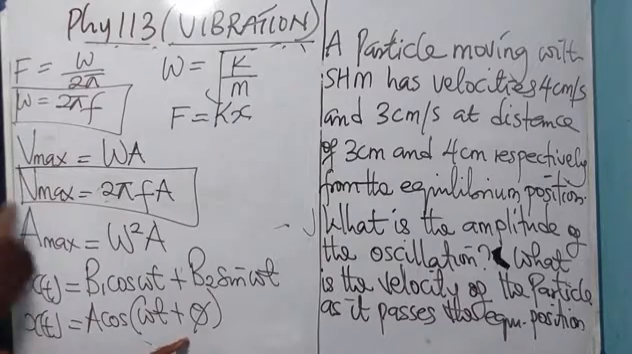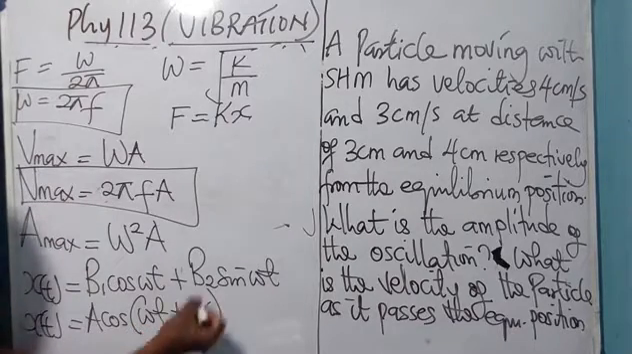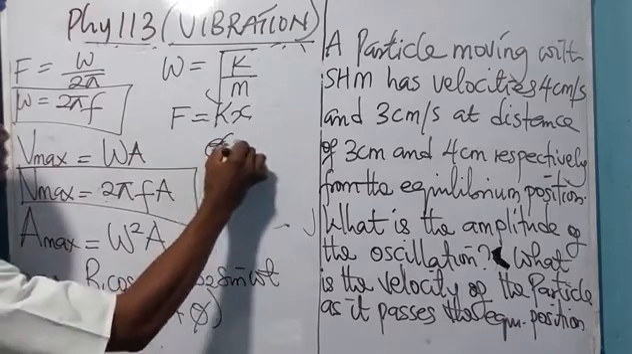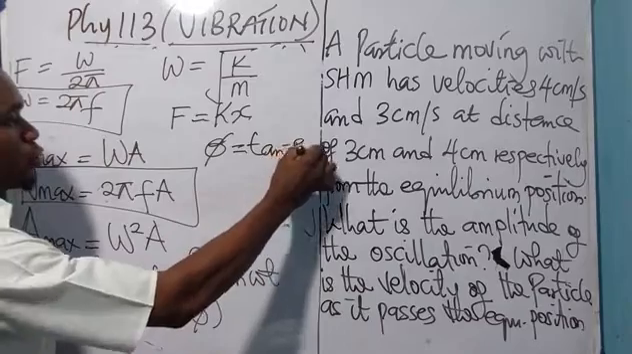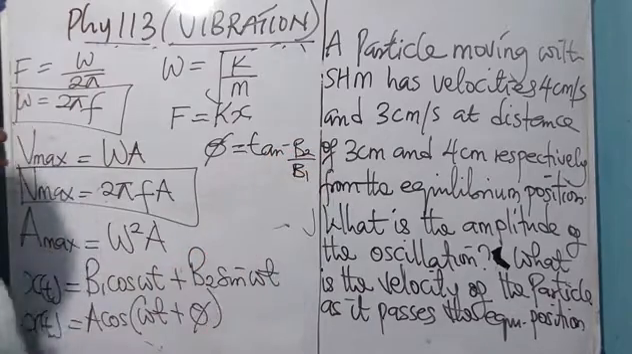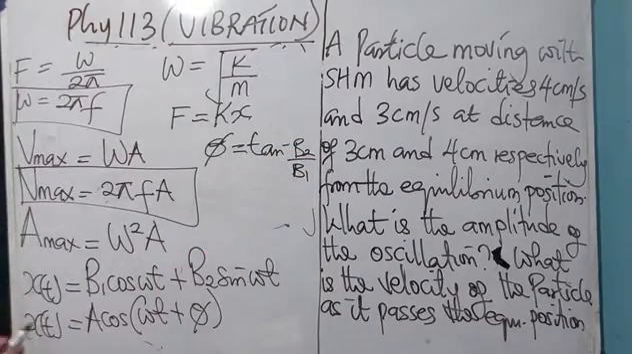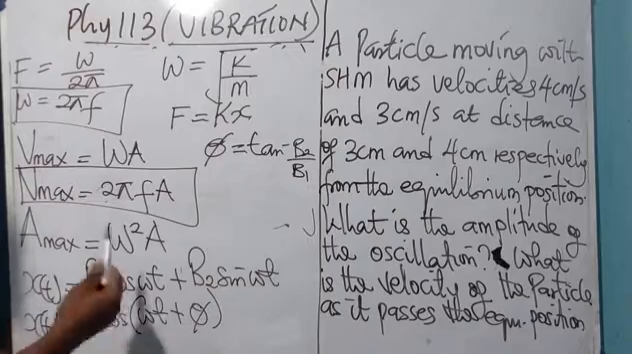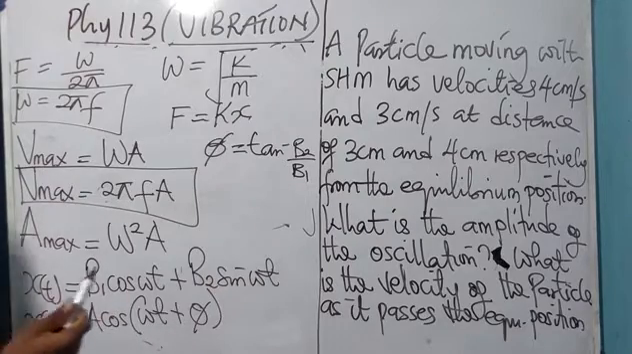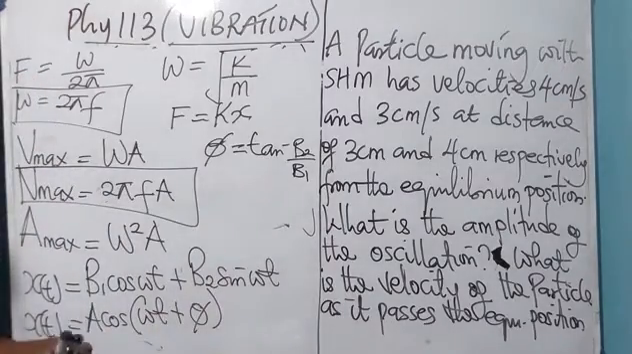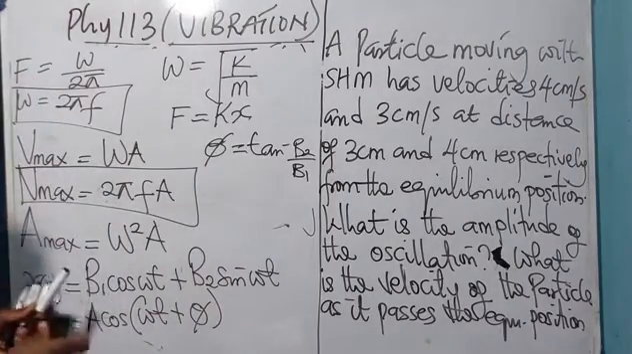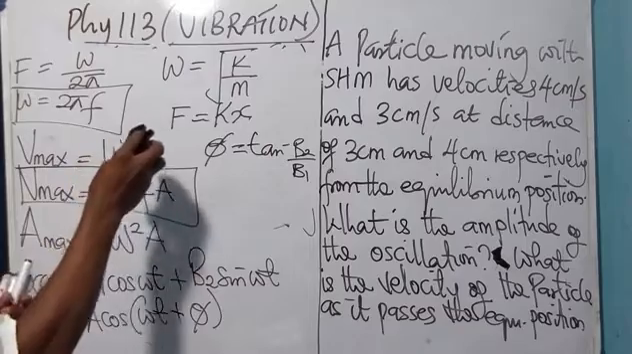Now, to get the phase angle difference, it is the tan inverse of B2 over B1. To get the value of this phase difference, you do the tan inverse of B2 over B1. Please take note of that. It is very, very important.